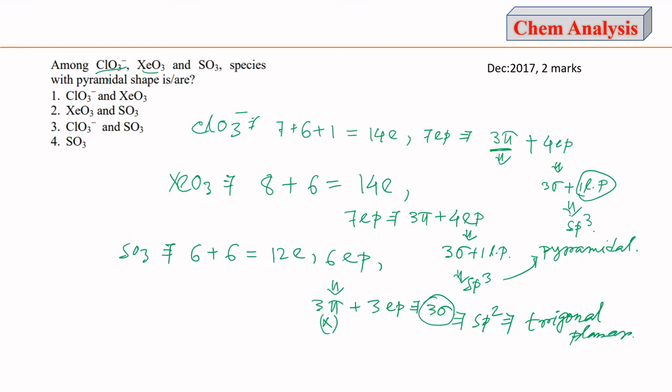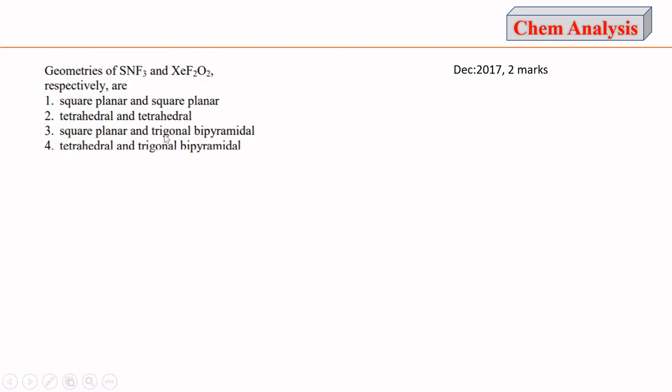So we can see that 1 and 2 is the pyramidal geometry, so option number 1 is the correct answer. Here we have to identify the geometry of these two species, that is SNF3 and XeO2F2.